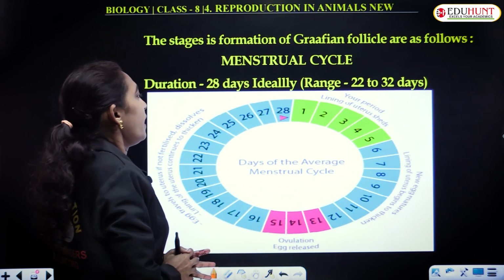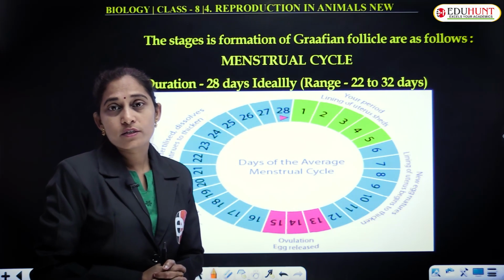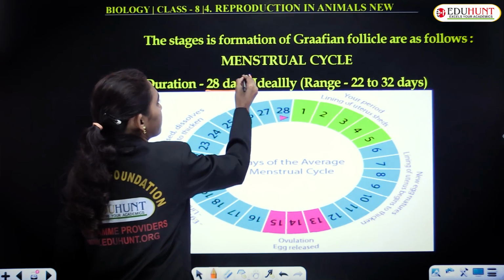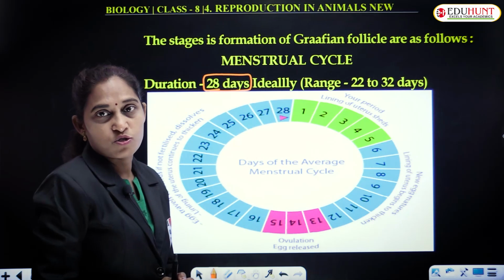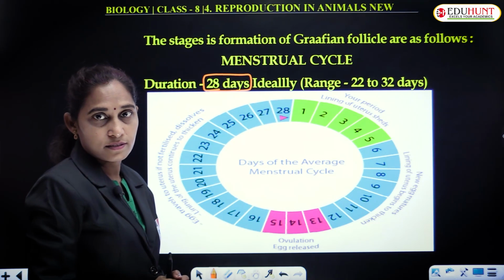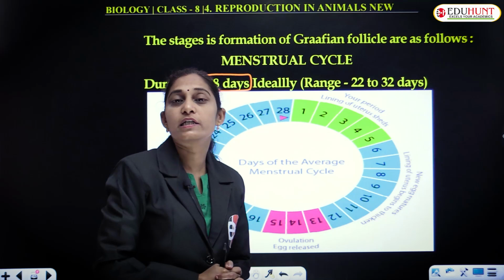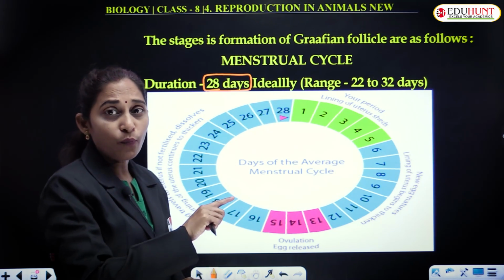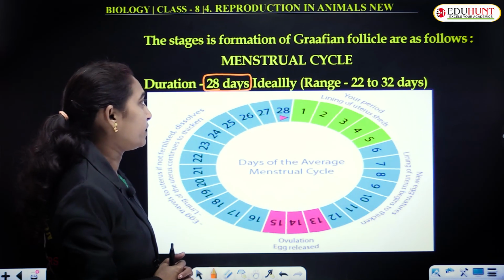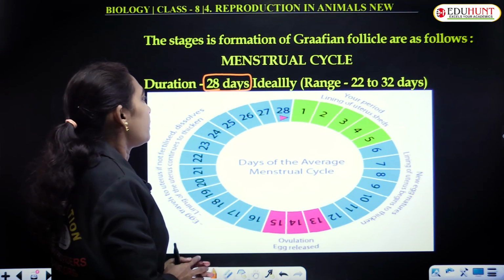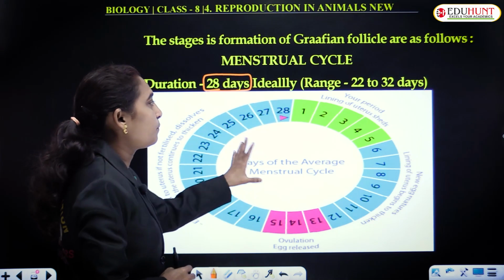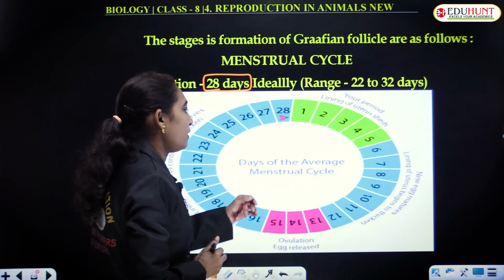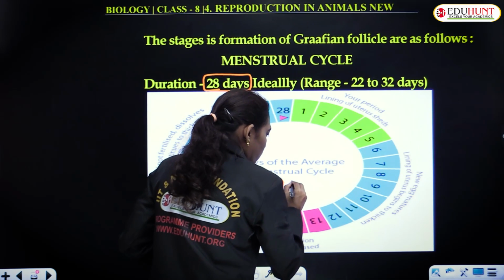The duration of an ideal menstrual cycle is 28 days, and it ranges from 22 to 32 days. If you see the picture, you can see various stages of the menstrual cycle. An average menstrual cycle is 28 days.